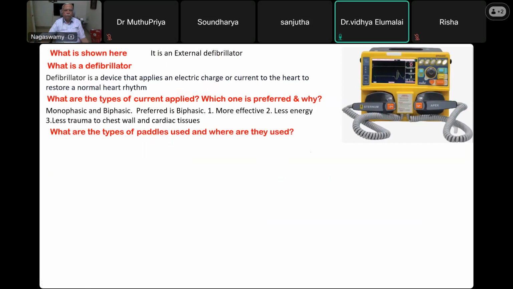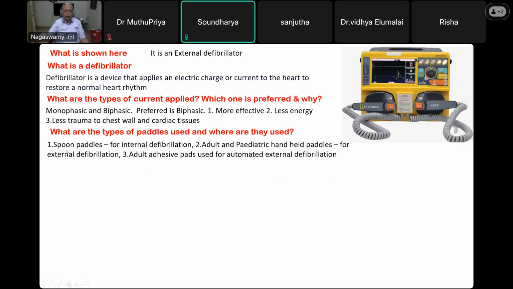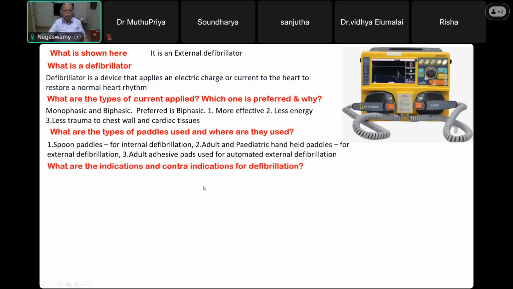Types of paddles, first of all, is disposable paddle. Paddles can be for internal defibrillation, adult and pediatric, handheld. This is a handheld paddle for external defibrillation, adult. And adhesive pads which are stuck to the patient's body in automated external defibrillation. So there are 3 different types of paddles that are used. What are the indications and contraindications for defibrillation? Indication: VT and VF, pulseless VT. Contraindication: asystole and pulseless electrical activity.